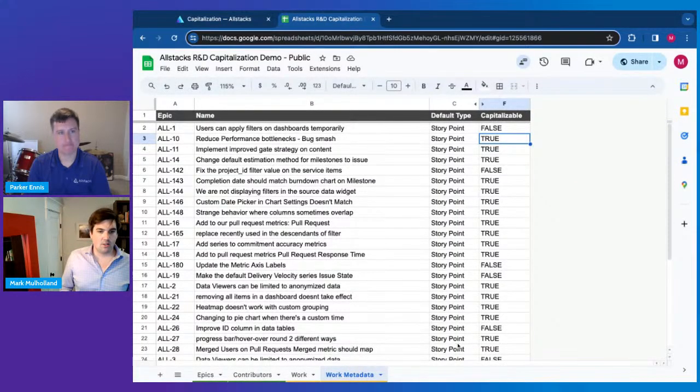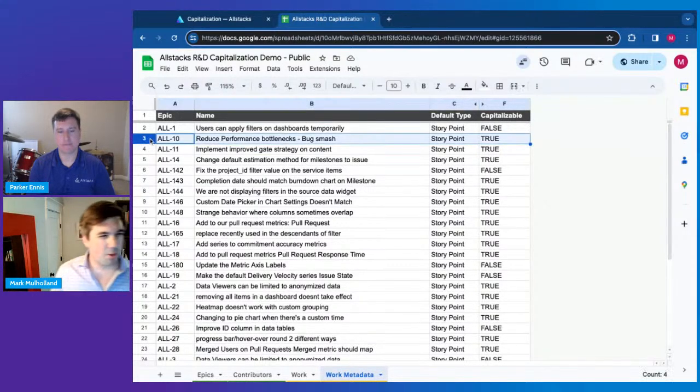And what this is, the work metadata tab that we're looking at right now, is a list of all of those epics, their features or initiatives, the types of things that your engineering team is delivering. We're going to estimate them by story point, and it's calling out what its belief is about the capitalizability of this data. And this is your moment to check this.